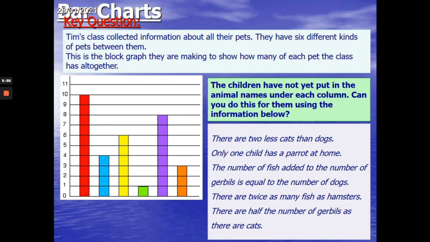There are 2 fewer cats than dogs. So we need to look at the tally chart and see which one's got 2 less, so that way you know which one's the cats and which one's the dogs. The number of fish added to the number of gerbils is equal to the number of dogs. So can you take a while just to try and work out what all that means, and can you try and interpret that graph for me, please?